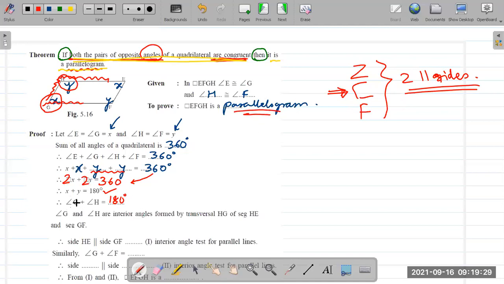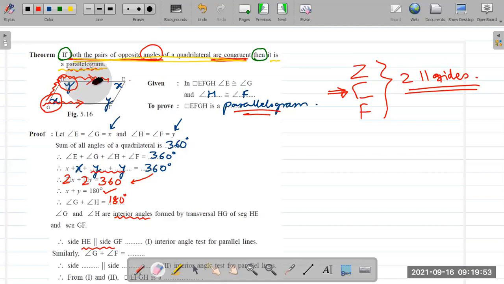So we got that the sum of two adjacent angles is 180 degrees. Therefore, this pair is called interior angles. They satisfy C formation. And therefore, what can we say? Therefore, HE is parallel to GF. This is parallel to this.